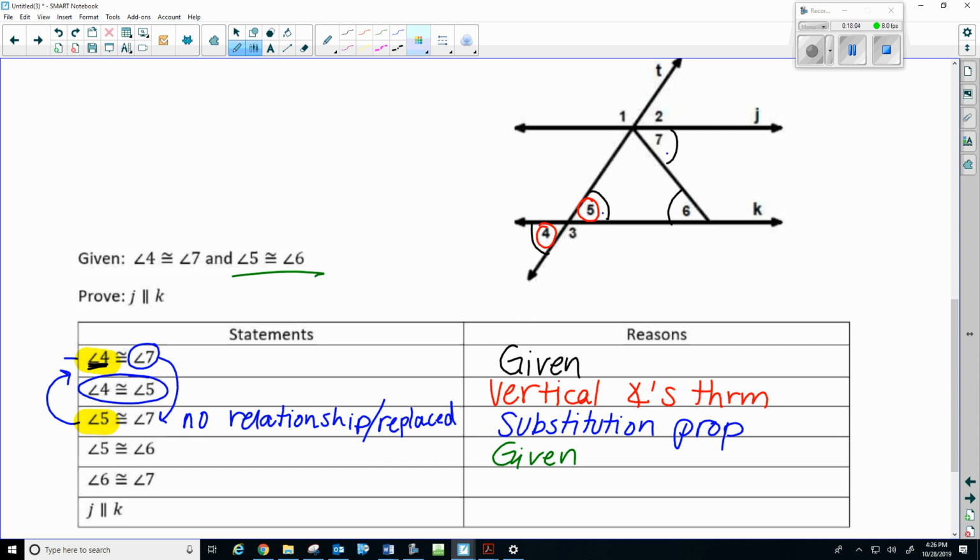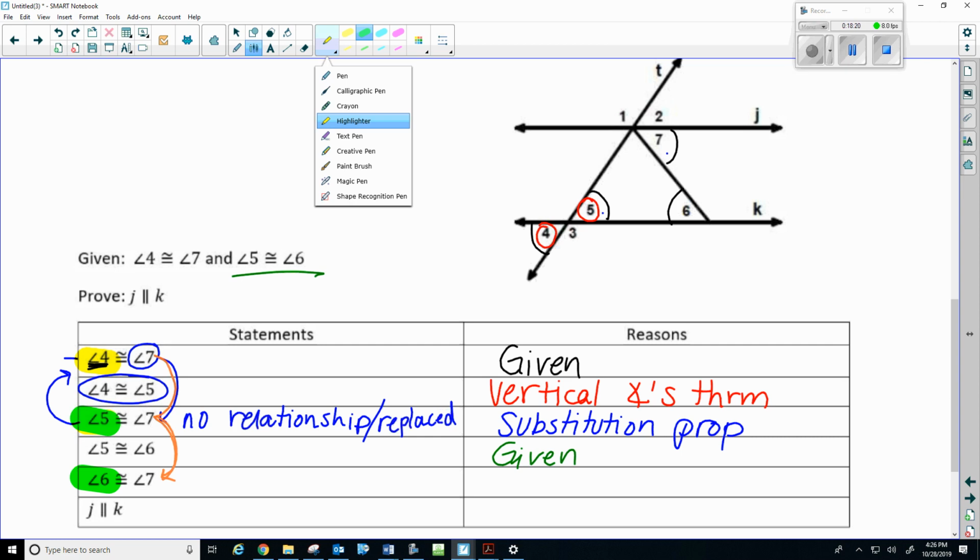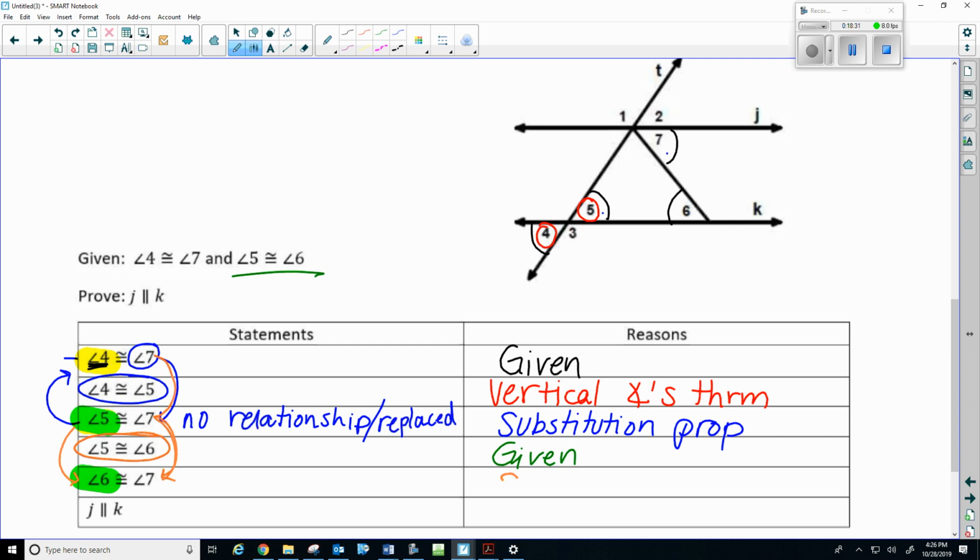If we look up here, we have the 7 being carried down again. So 7 keeps being carried down, but this time we see that angle 6 has been replaced with angle 5. And we know that we're allowed to do that because of this statement right here. Angle 5 and angle 6 are exactly the same measurement. They're congruent, so we're able to substitute again, giving us another substitution property.